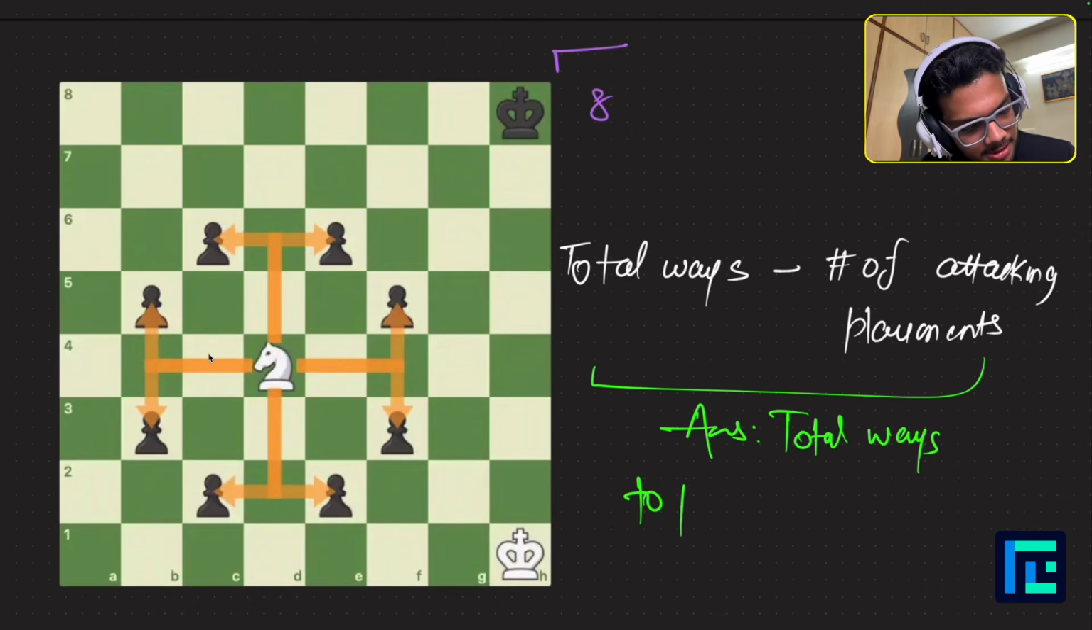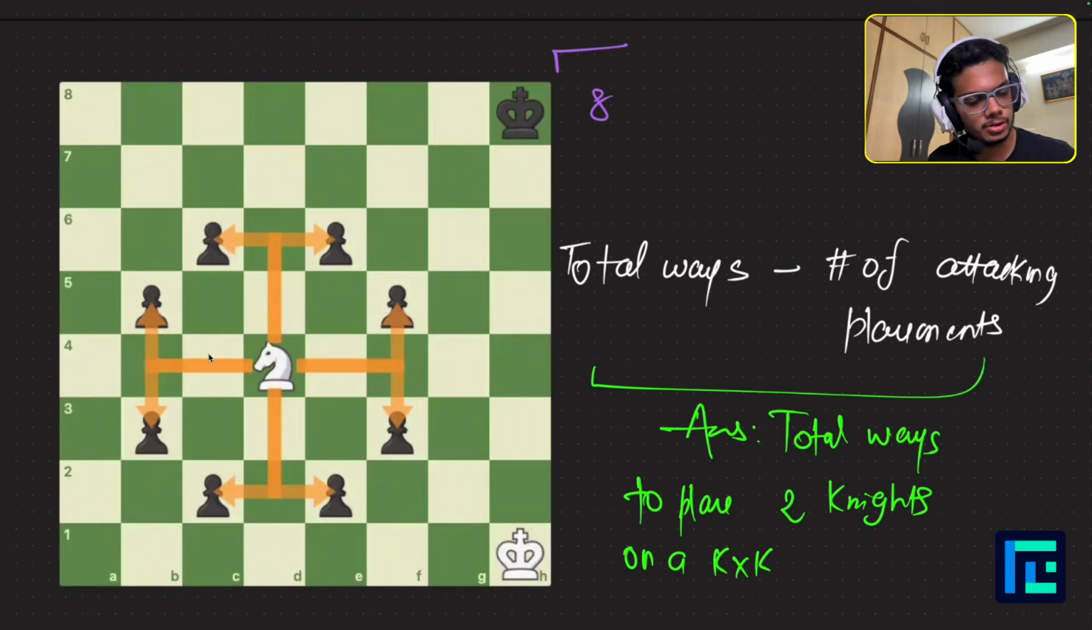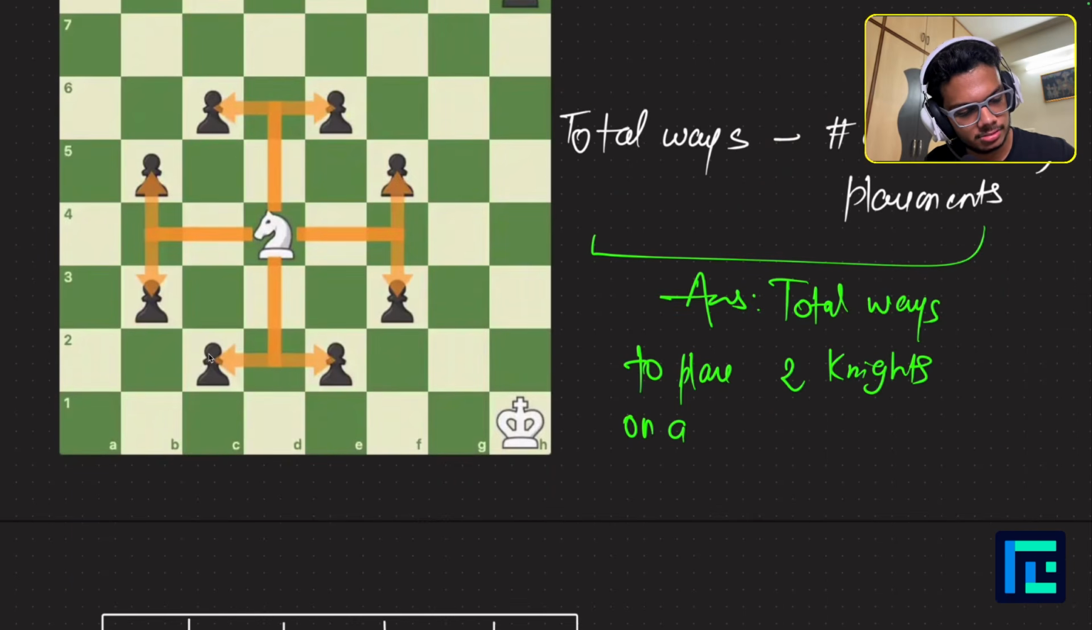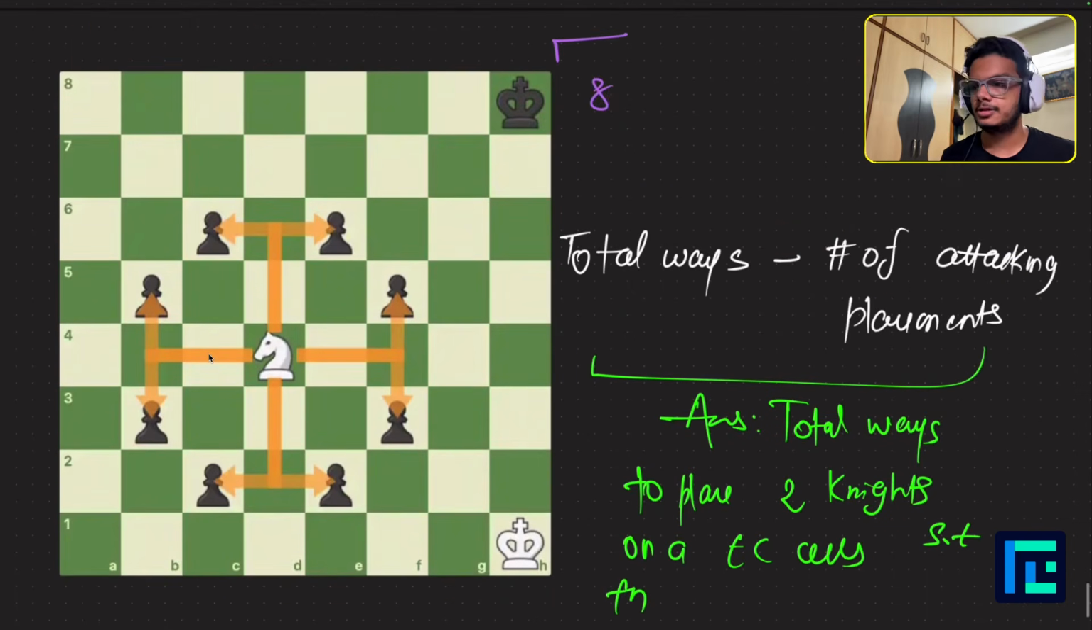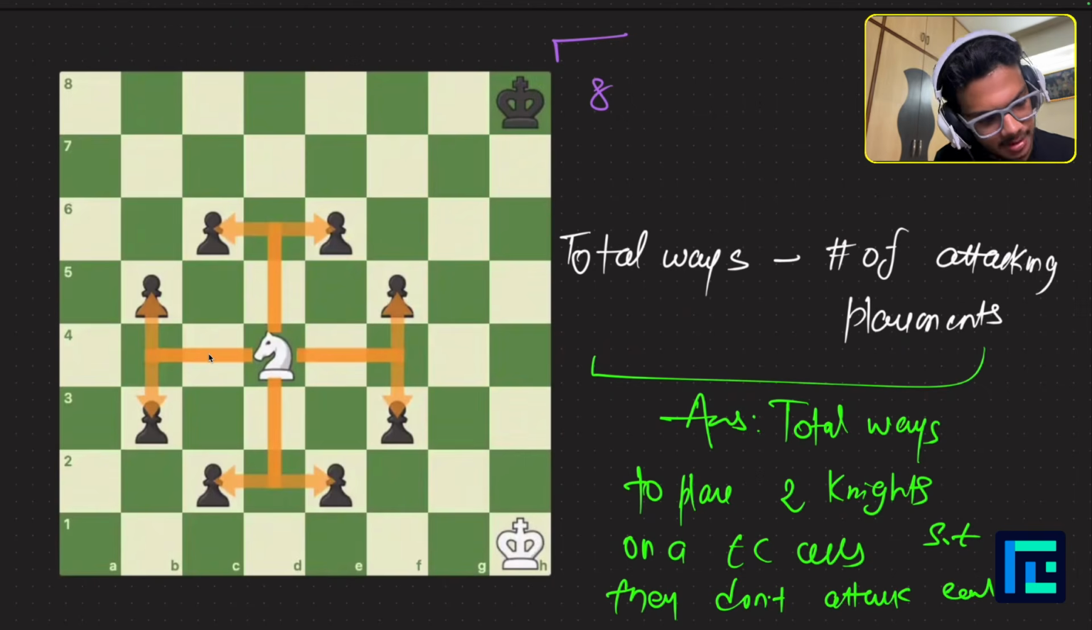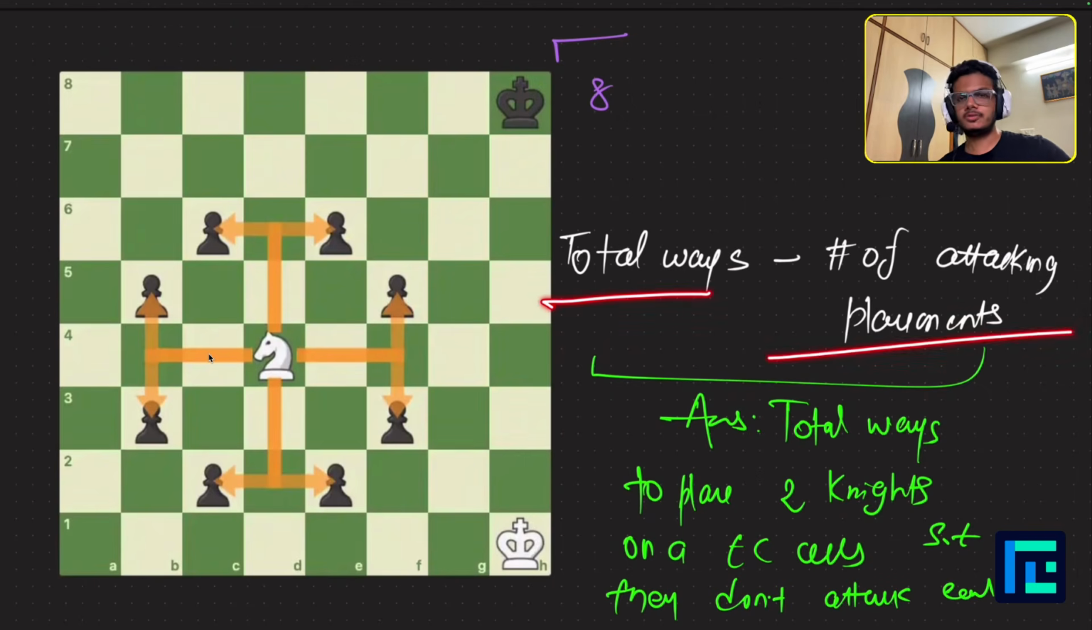Our answer is the total ways to place two knights, knights spelled like this, on a k by k chessboard, or you can say on k squared cells, such that they don't attack each other, right? So that's how we can figure out the approach here. You have the total ways, just subtract from it the number of attacking placements.